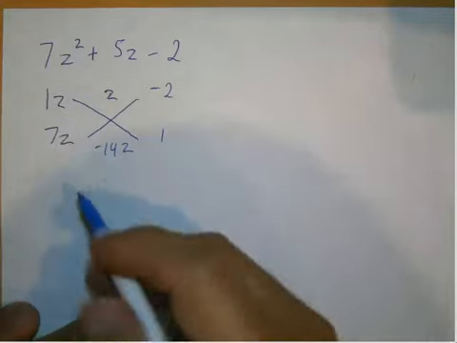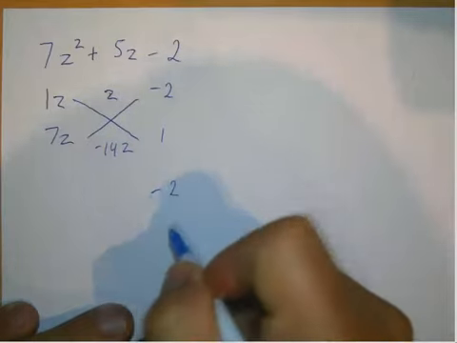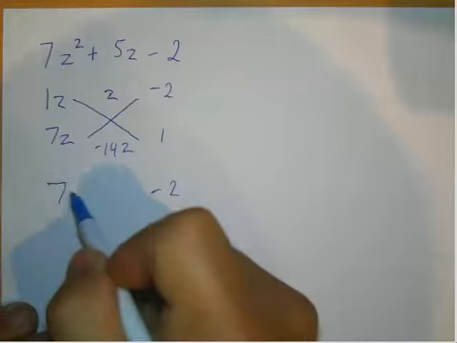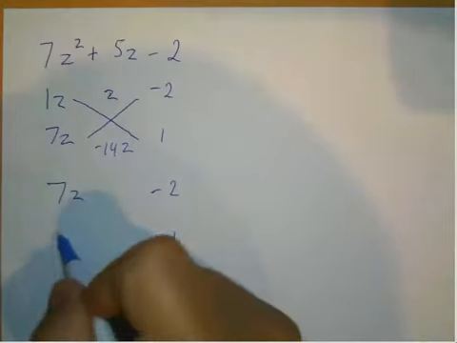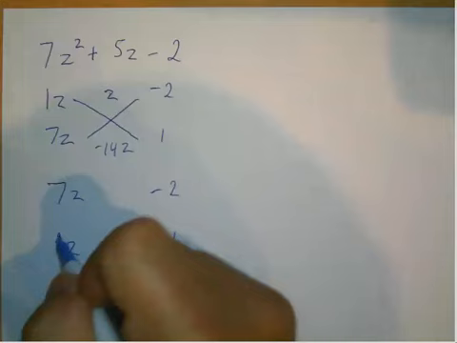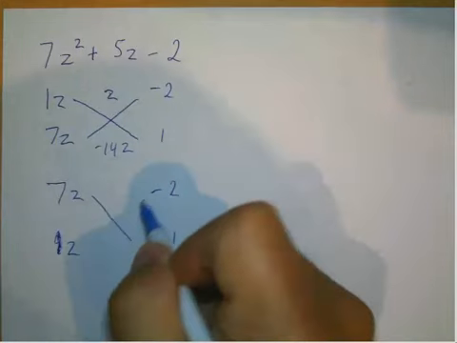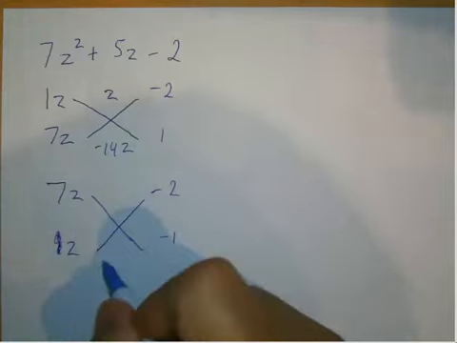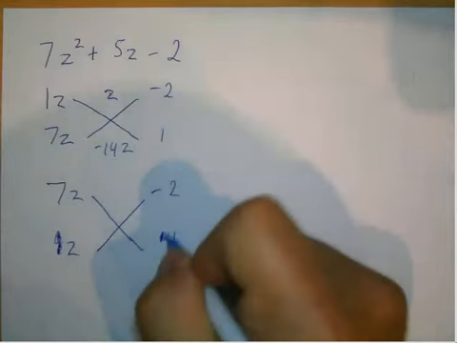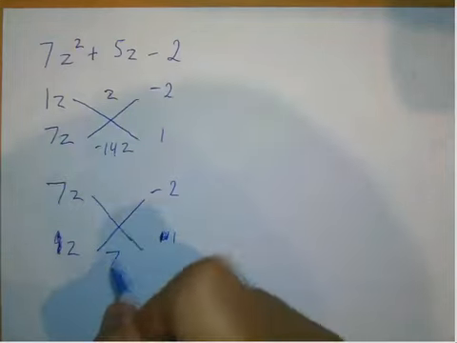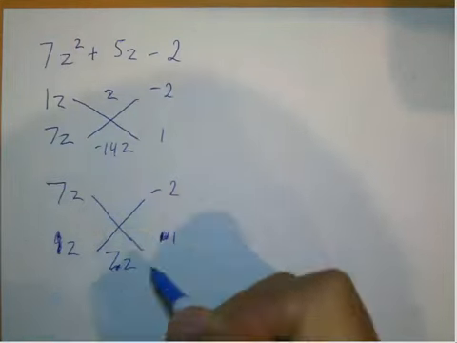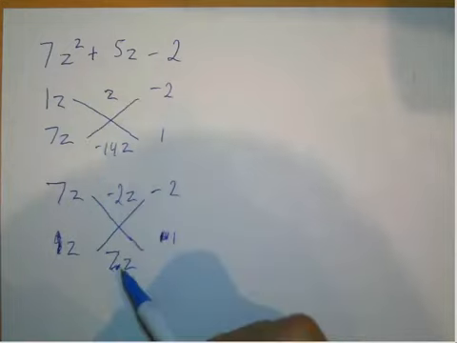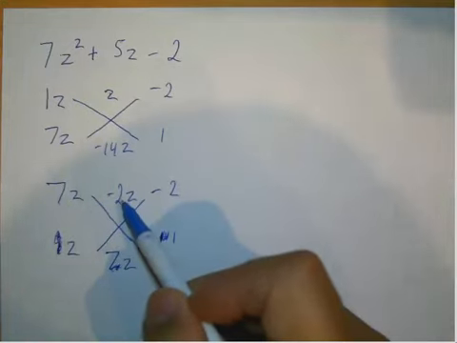If we try it again, we'll leave it at -2 and +1. This time we'll put the 7z up there, and we'll put the 1z there, or just the z, so as not to confuse you. Multiply along the lines. 7z times 1 is 7z. z times -2 is -2z. 7z and -2z gives us 5z.